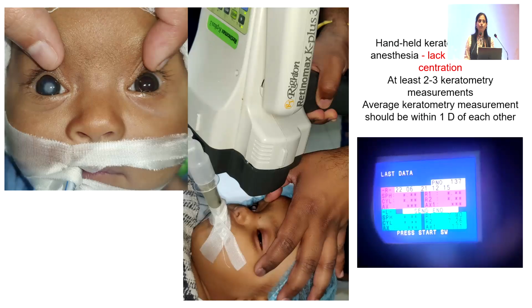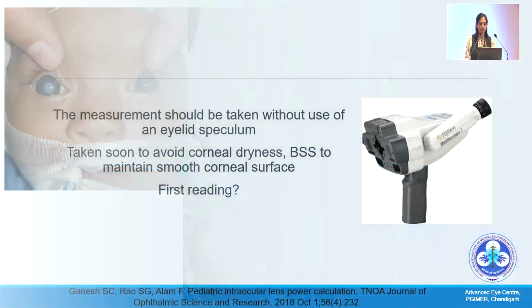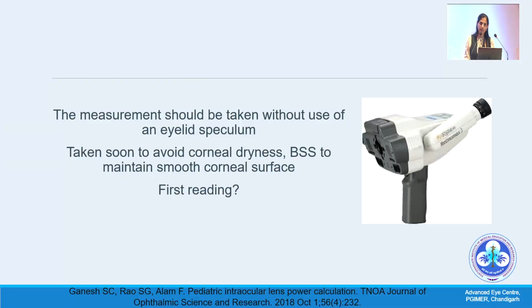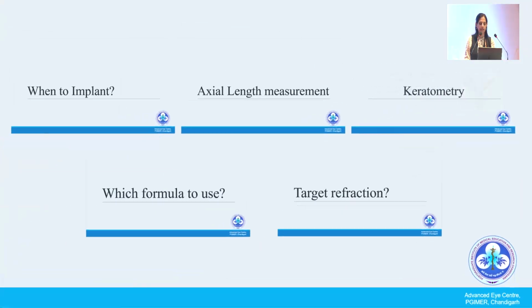You have to ensure centration, which you cannot under GA, but you take 2 to 3 readings and look at the standard deviation, which should not be very high, and all measurements should be within 1 diopter of each other. Most people like to take it as the first reading, even before you check the intraocular pressure, and take it without a speculum. Make sure the cornea is not dry to get an accurate reading.